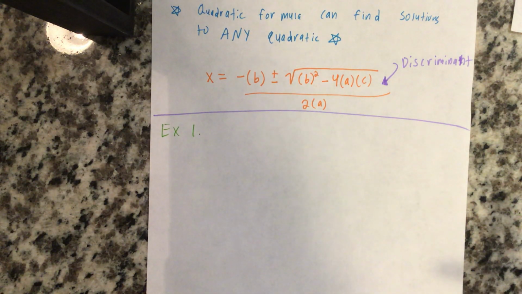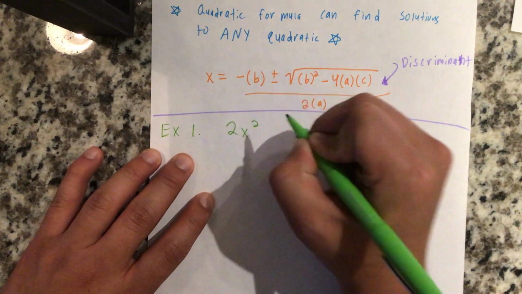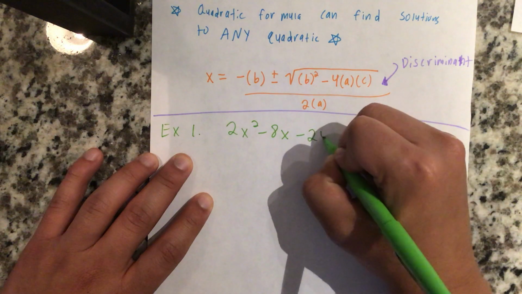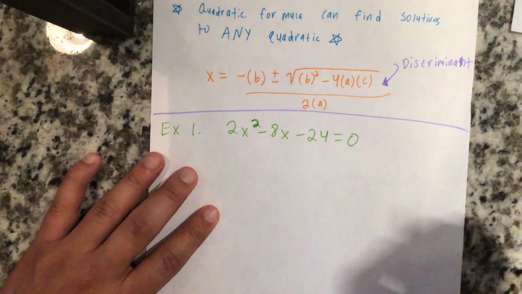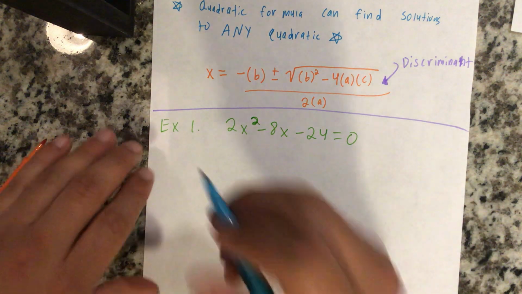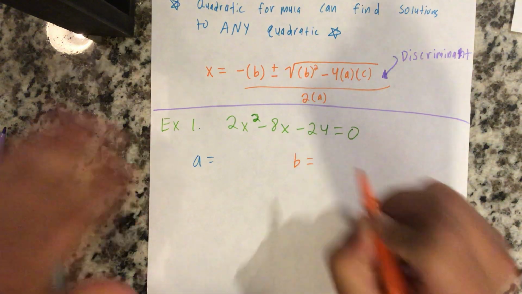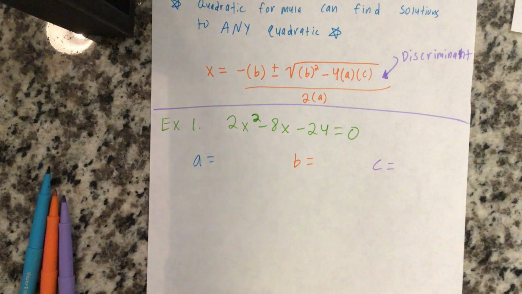So example 1, we're going to use 2x squared minus 8x minus 24 equals 0. Okay, just like yesterday, we're going to start it off the same way, okay? We're going to find our A, our B, and our C. Those are the only 3 letters that we need, okay?